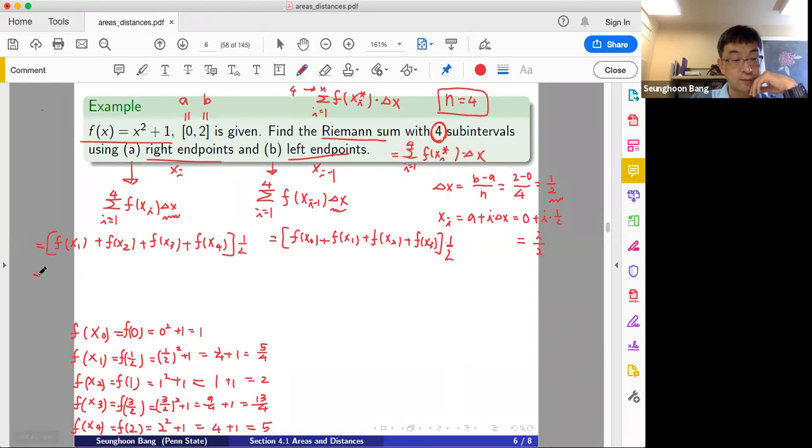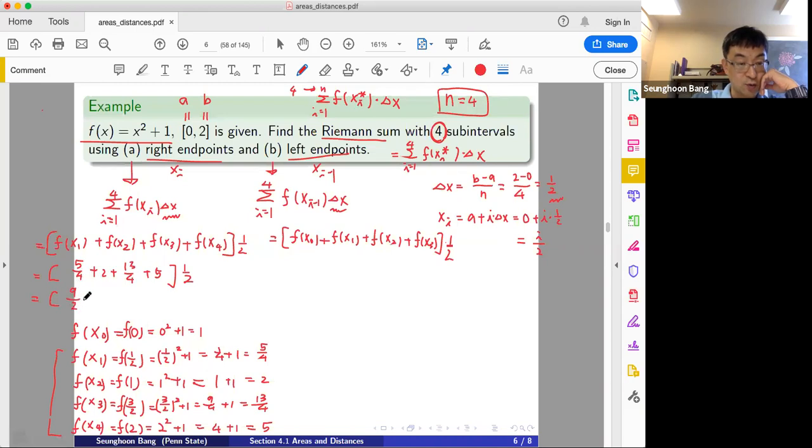So next, we think about the right-hand points, from x1 to x4. Only add the last 4 numbers. We have 5 over 4 plus 2 plus 13 over 4 plus 5, times 1 over 2. You have to simplify. 5 over 4 plus 13 over 4 is 18 over 4. 18 over 4 is 9 over 2, right?